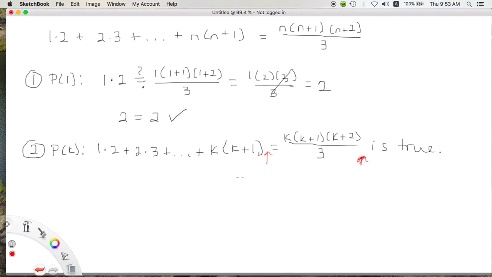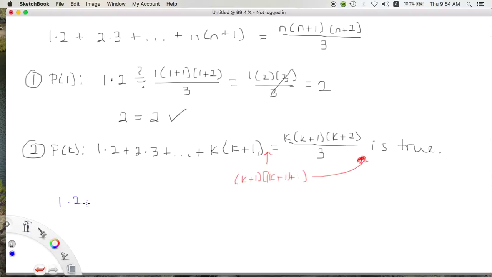So our next term is going to be k plus 1 times k plus 1 plus 1, right? That's our next term in this series. So we're going to have to add that to both sides here. So we need to see if this is true.